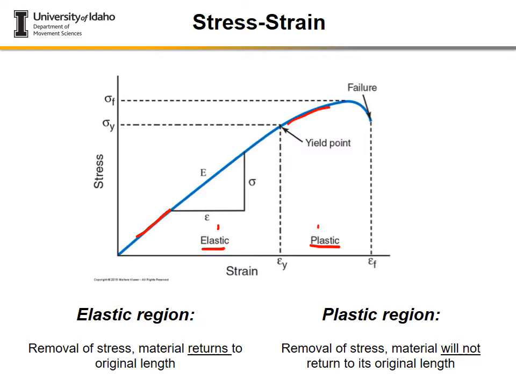Because once we get into the plastic region, there will be a permanent deformation or change in length, whether it's increased or decreased, and it won't return to the original shape. So in the elastic region, the material returns to the original length once the stressor or load is removed. In the plastic region, once the load or stress is removed, there is a different resting length.